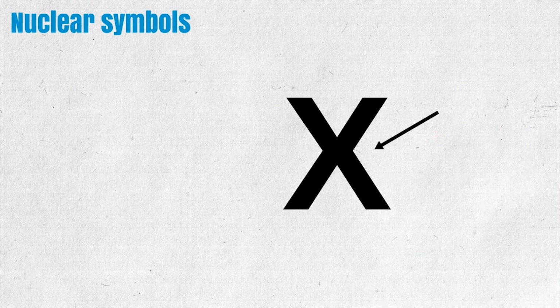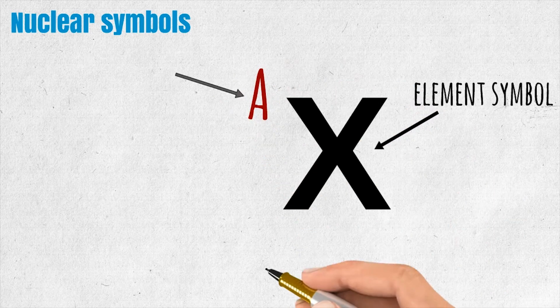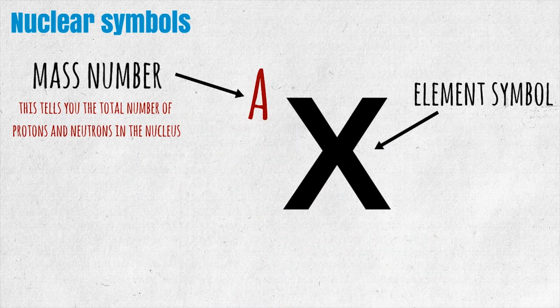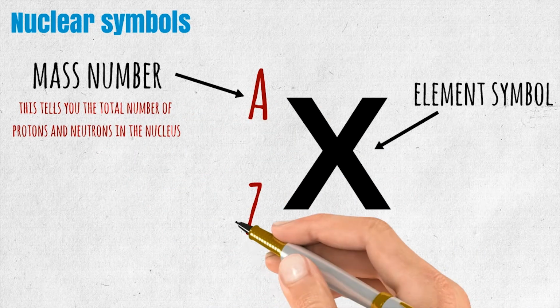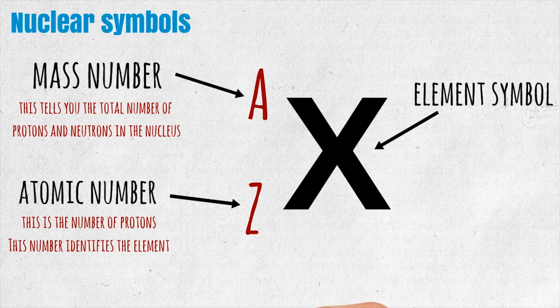Each element has its own chemical symbol. The number at the top of the symbol is called the mass number. This tells you the number of protons and neutrons in the nucleus of that element. The number at the bottom is called the atomic number. This number tells you the number of protons in the nucleus of the element. It is the number of protons in an atom that determines which element it is. For example, hydrogen has 1 proton, lithium has 3.